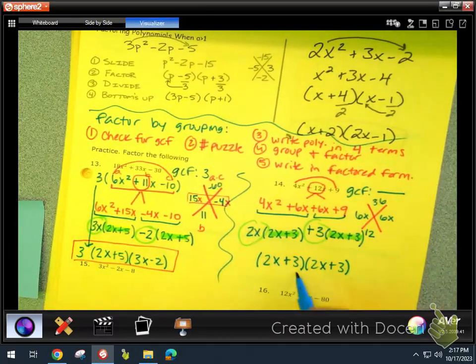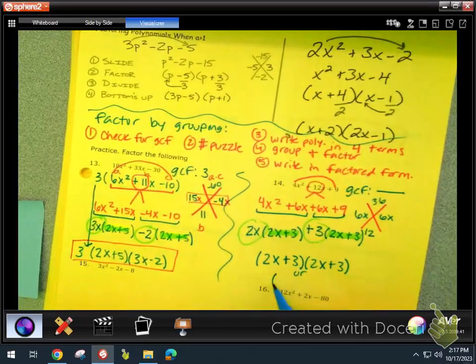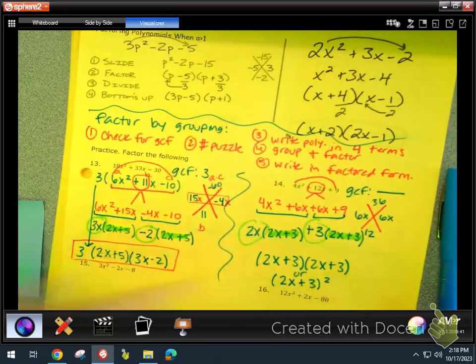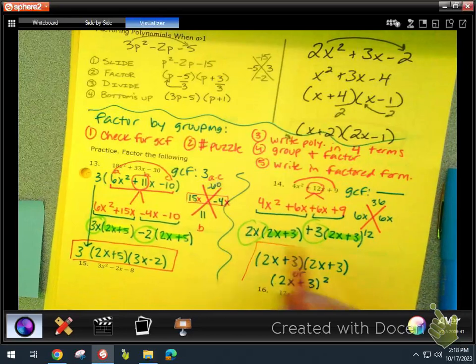So, if you see that situation, yeah, you can probably get there faster. So you can write this as 2x plus 3 quantity squared. Would I count it wrong if you wrote them side by side? No. But this is a little more simplified there.